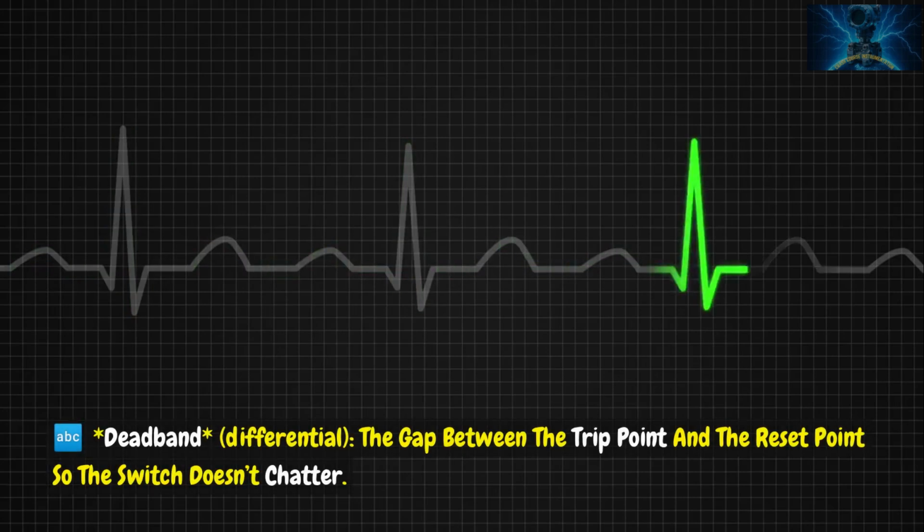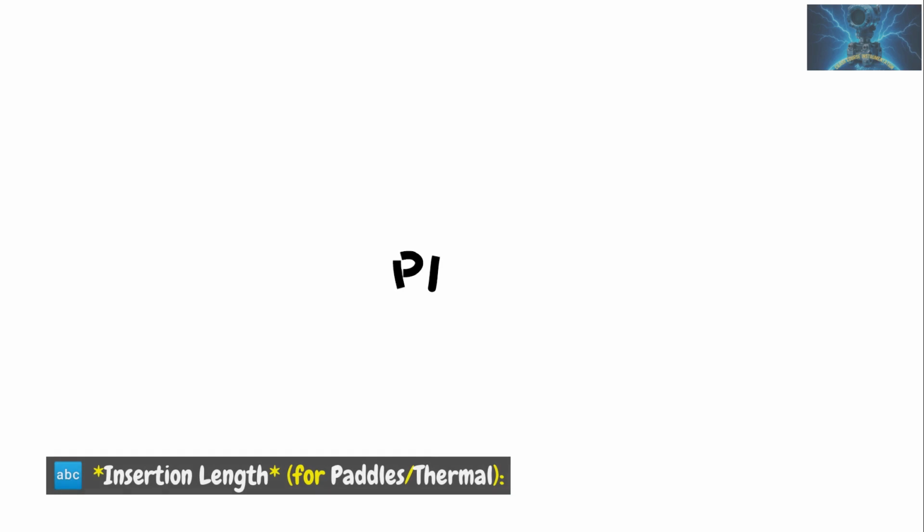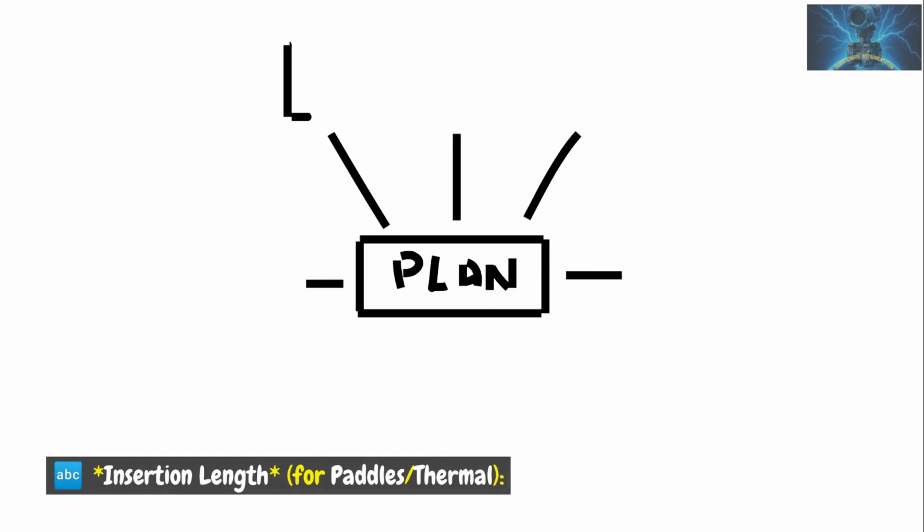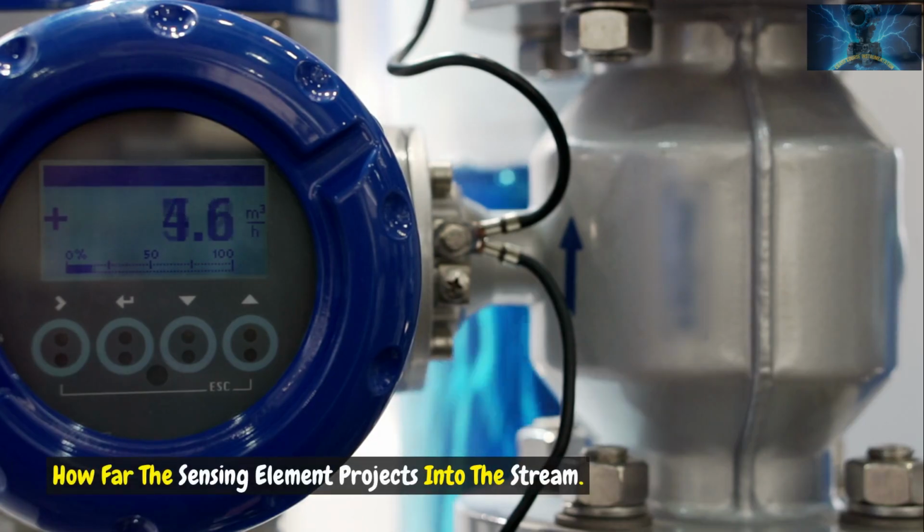Deadband, differential: the gap between the trip point and the reset point so the switch doesn't chatter. Insertion length, for paddles and thermal types: how far the sensing element projects into the stream.